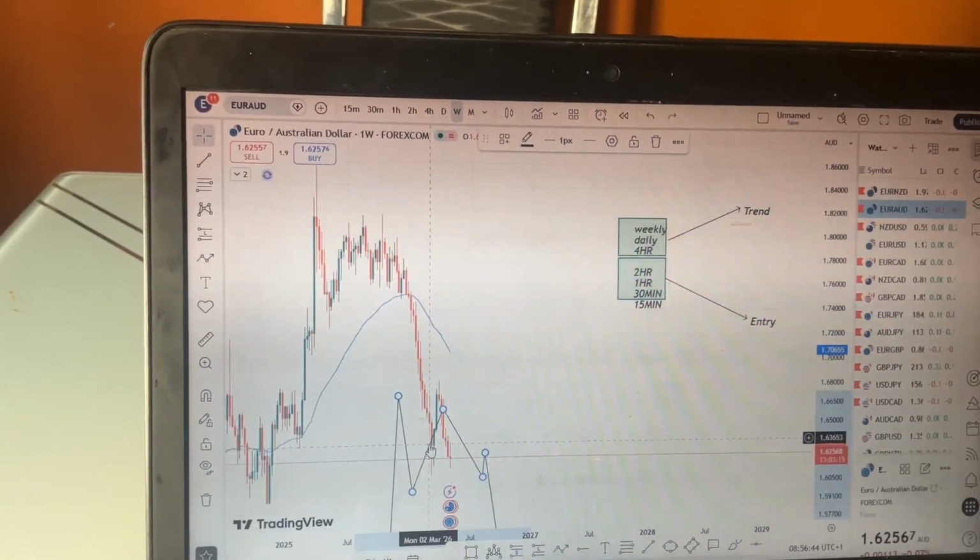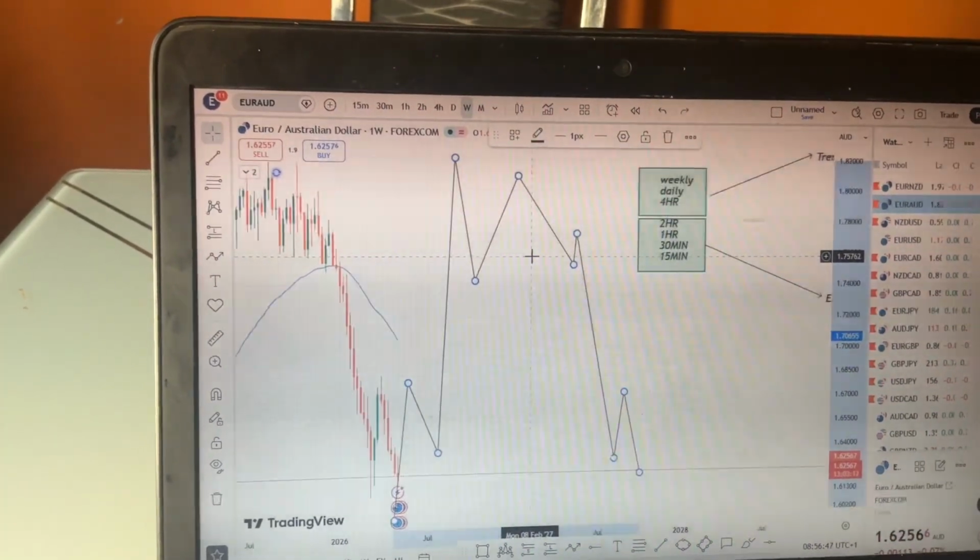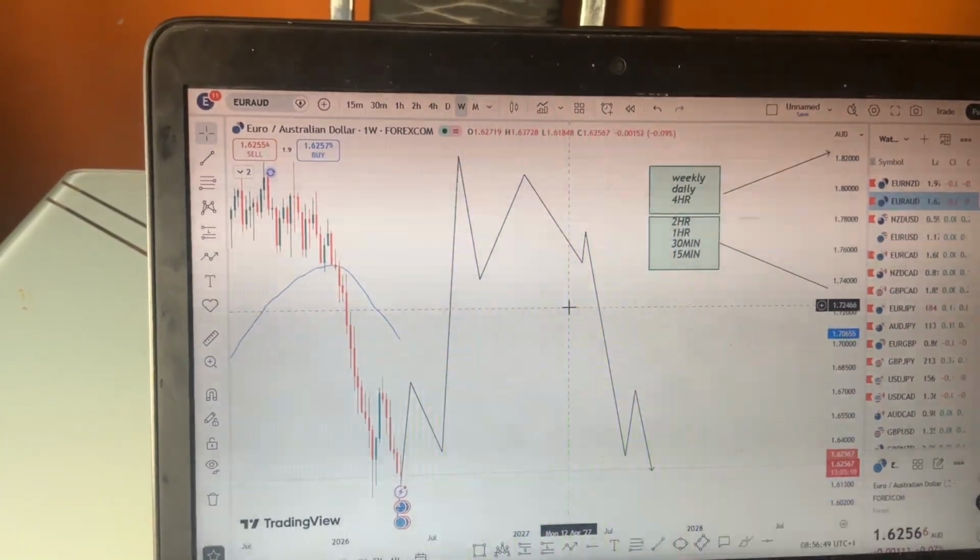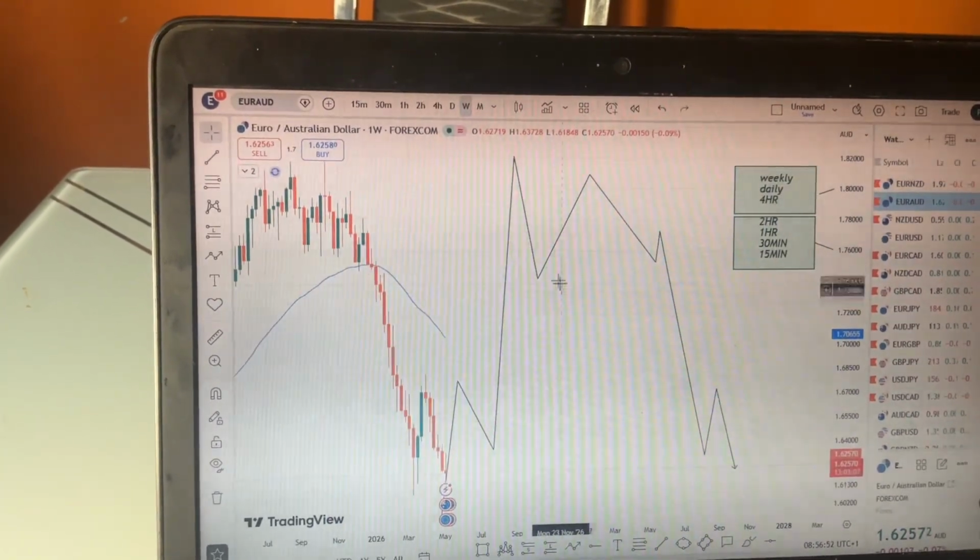Sorry guys, taking a long time. So this is what the weekly time frame looks like on the line chart.